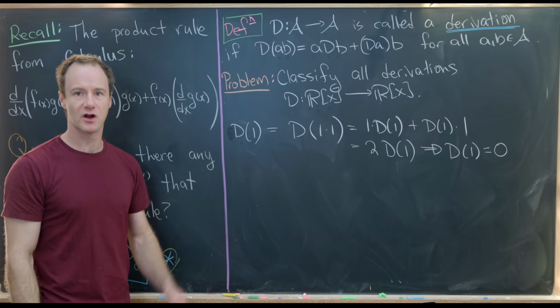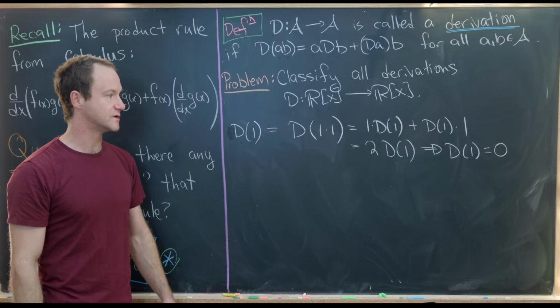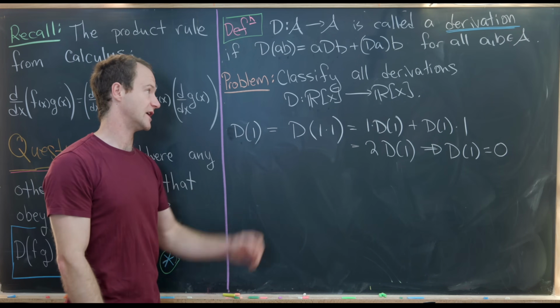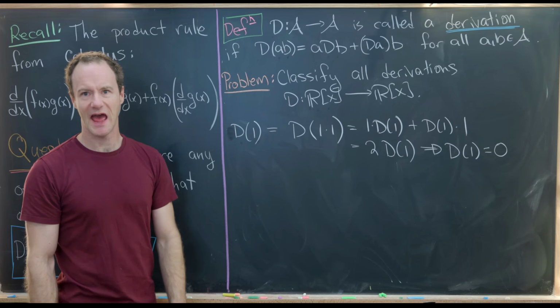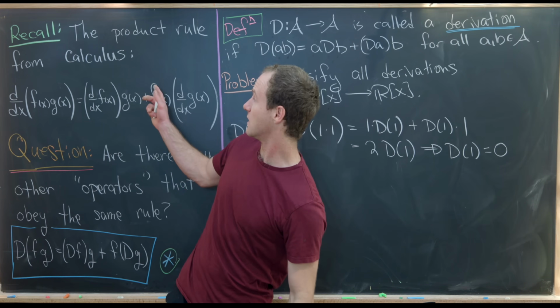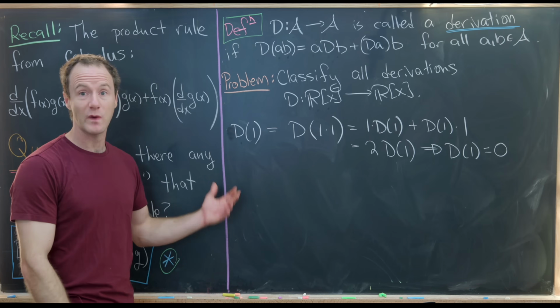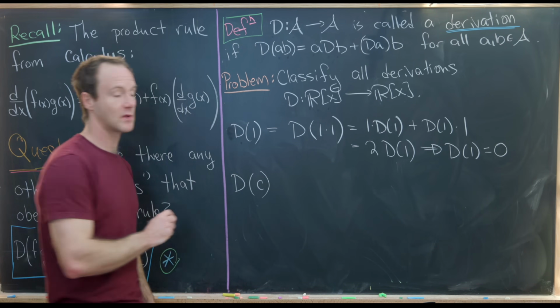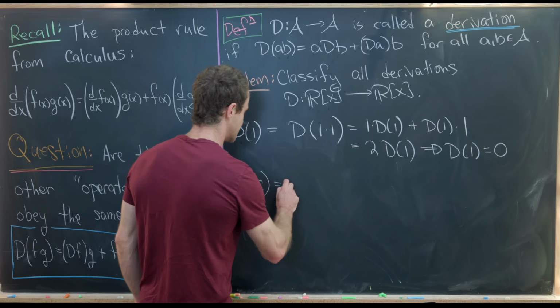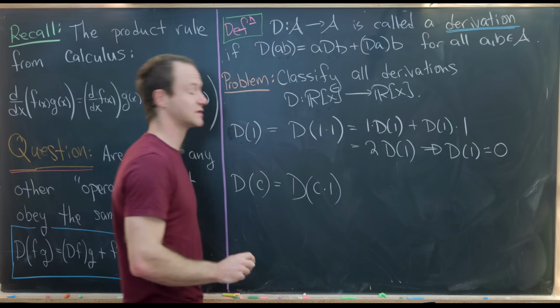Okay, well, what about other constants that are not equal to 1? Well, I'm going to claim that those are equal to 0 when evaluated by D as well. So that means this derivation has that same property that we have with the derivative. The derivative of a constant is 0, but we need to check that. So let's do D evaluated at some constant c. Notice we can write that as D evaluated at c times 1.